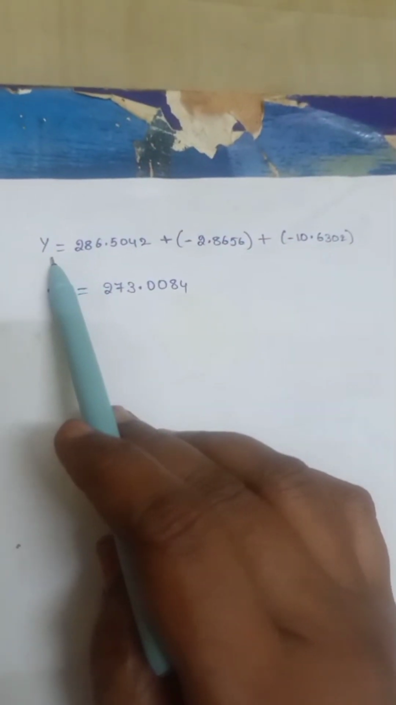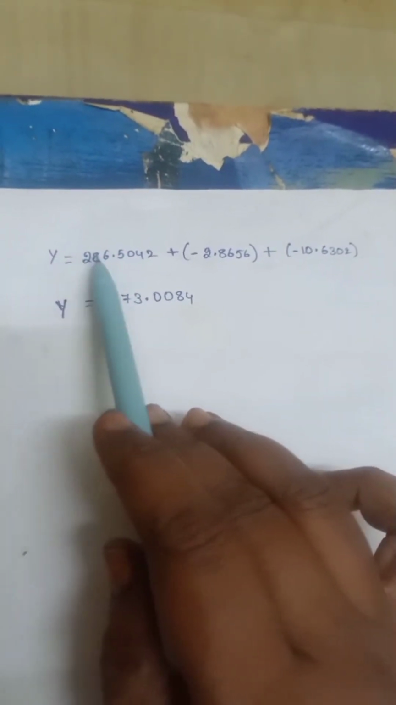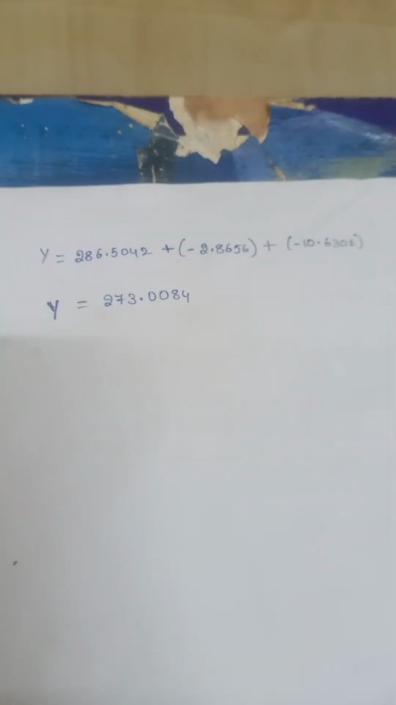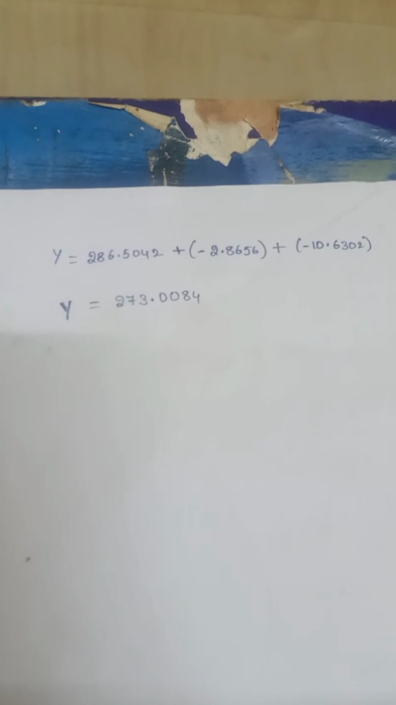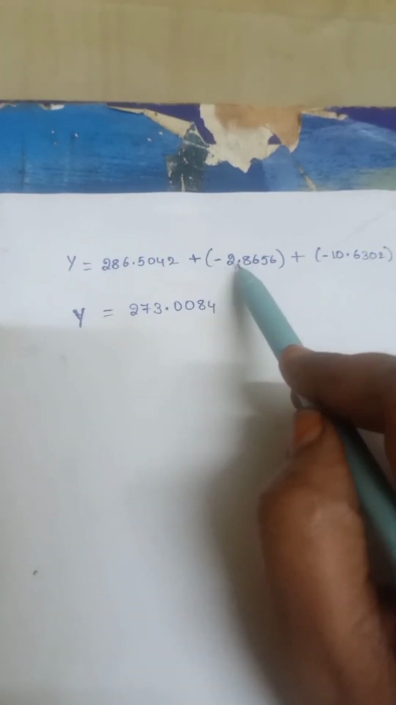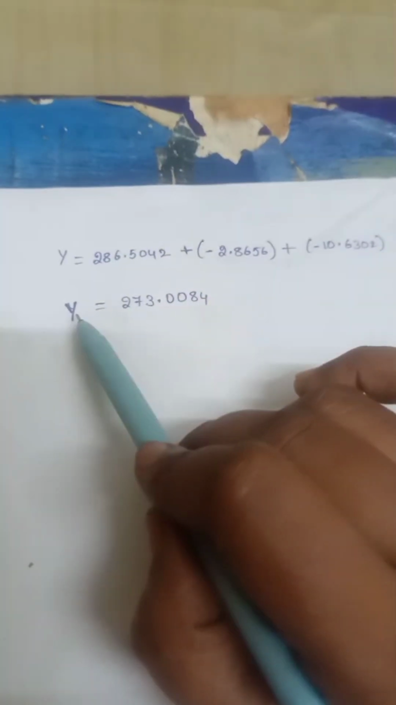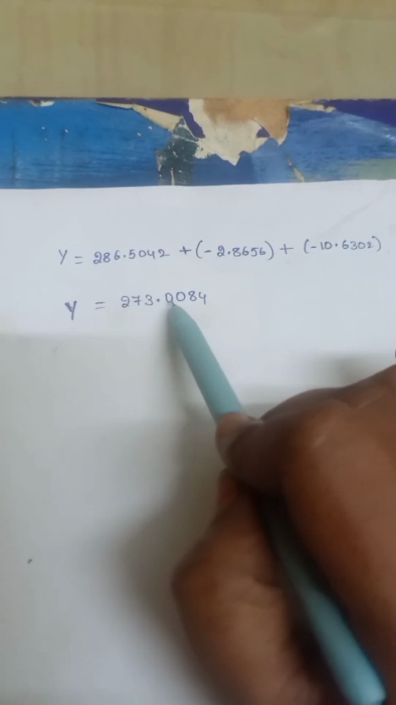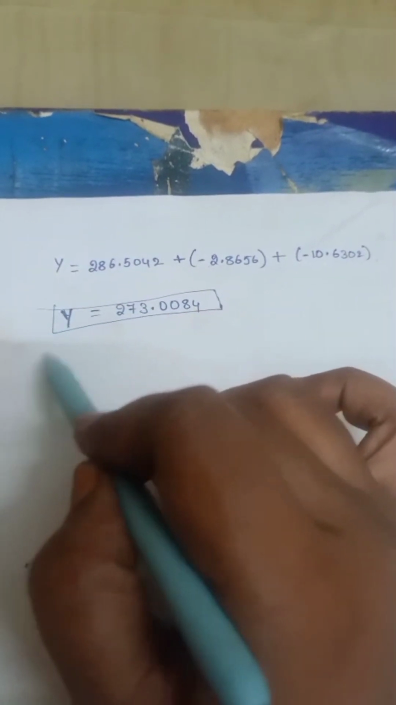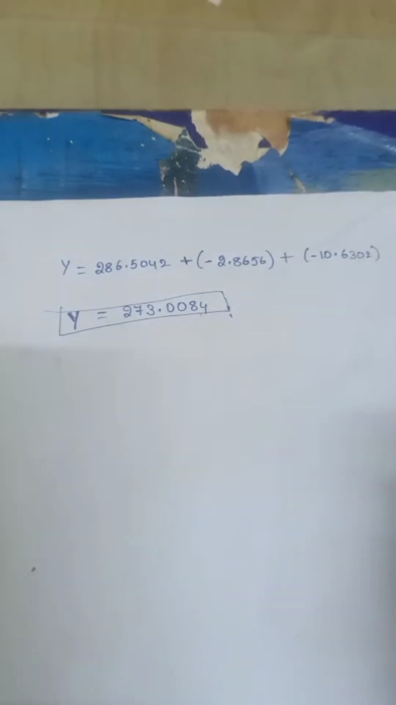Now we are substituting the value into the equation for y with the independent variables. Y is equal to 286.5042 minus 2.8656 minus 10.6302. So now the value is equal to 273.004. Now we get the y value: the multiple regression value y is equal to 273.004.